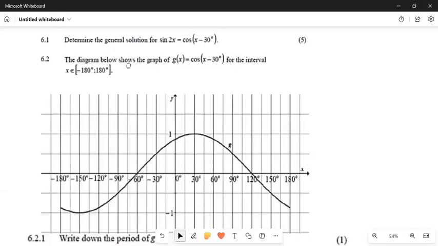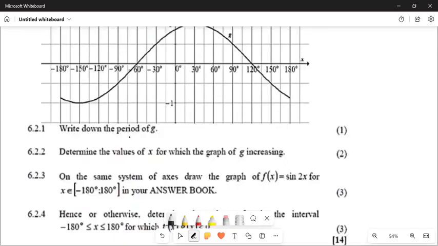Question 6, they say determine the general solution of the following. I'm going to leave that one for now. So general solution we leave. And then they say in the diagram shown, we have the graph of g of x. So this is g of x for the interval between minus 180 to 180. And then they say write down the period of g.